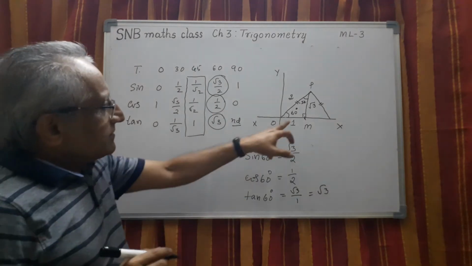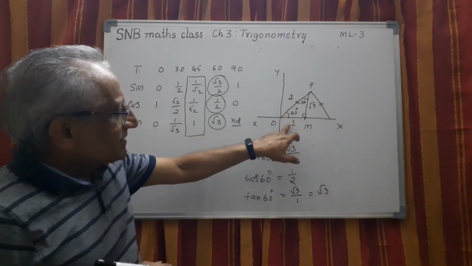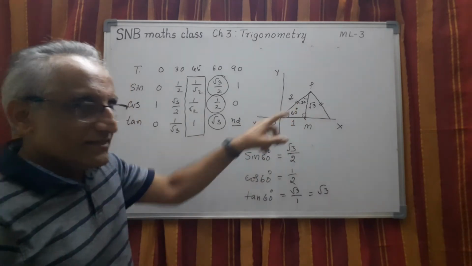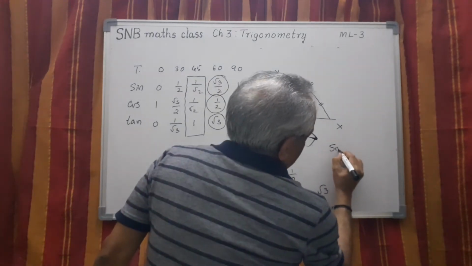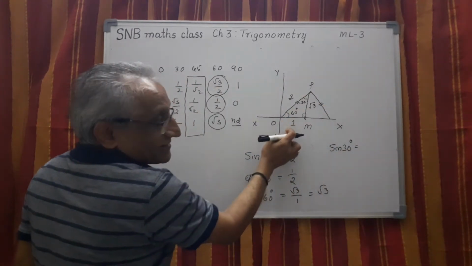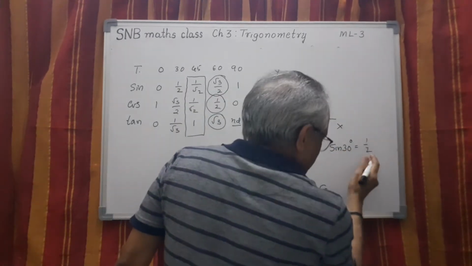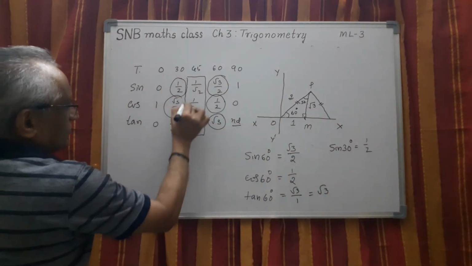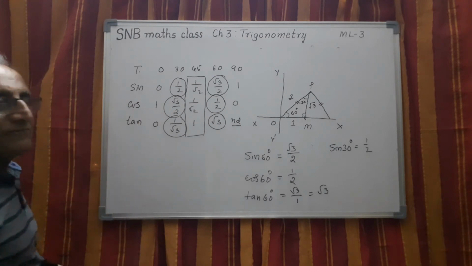So now, for this angle, this is the opposite side, this is the hypotenuse, this is the adjacent. So you can check here, sine 30 will be equal to, for this angle, opposite is this. So it is 1 by 2. Same way you can do. So you get this one, 1 by 2, root 3 by 2, 1 by root 3.